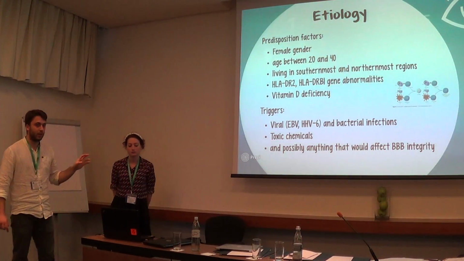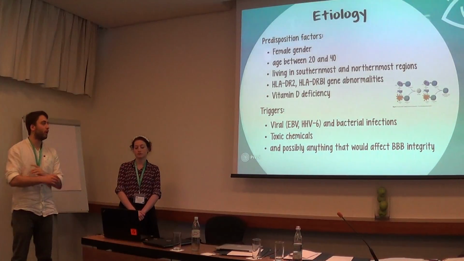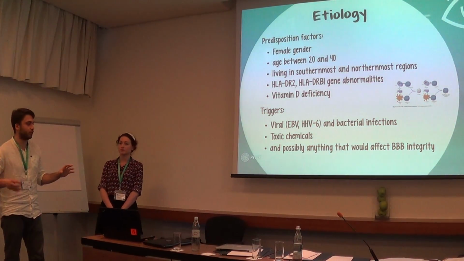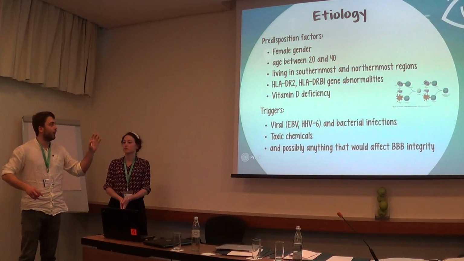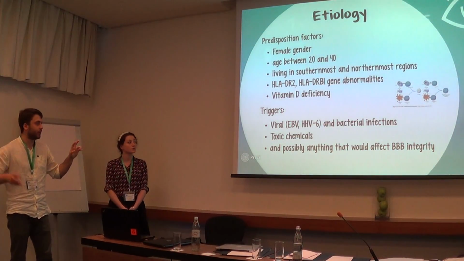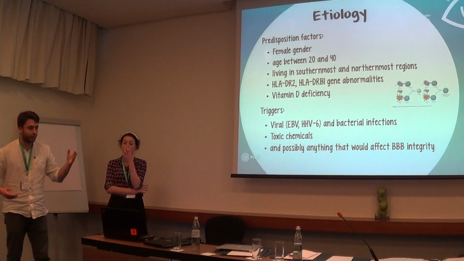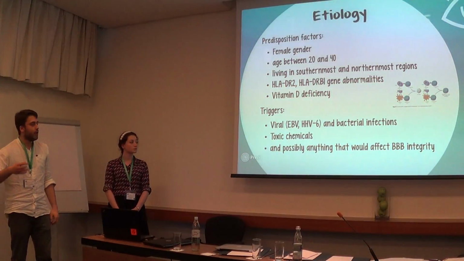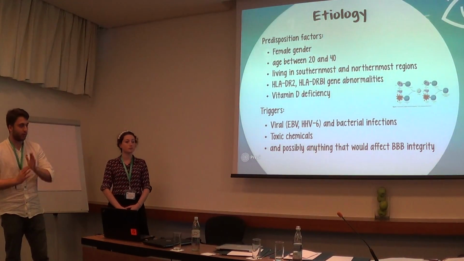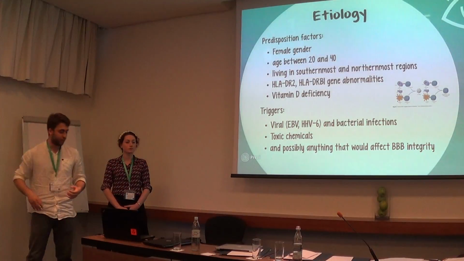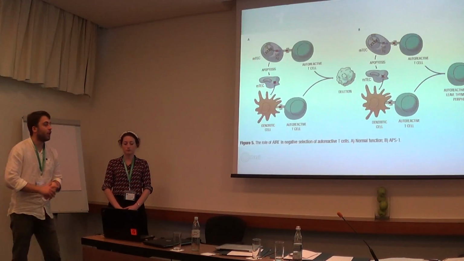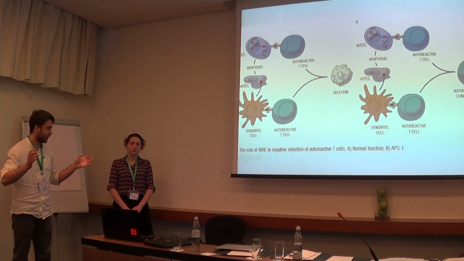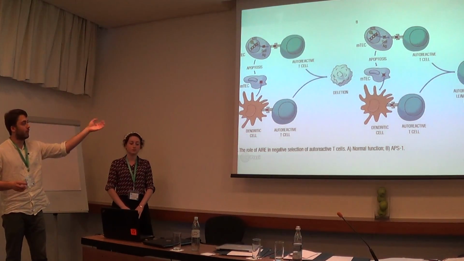And there are several triggers which initiate this process for the autoantigens, the myelin basic proteins and other proteins, to enter the circulation. Triggers could be viral, bacterial, or toxic chemical, anything that could damage the integrity of the blood-brain barrier and cause the neural proteins to enter the circulation, which could be a risk of development of multiple sclerosis.